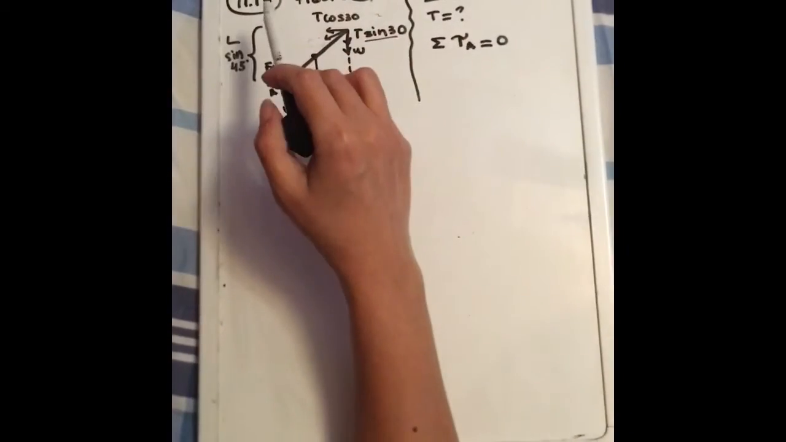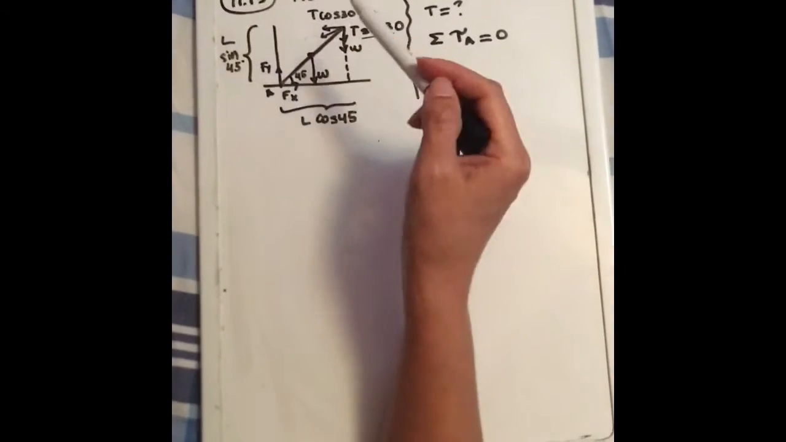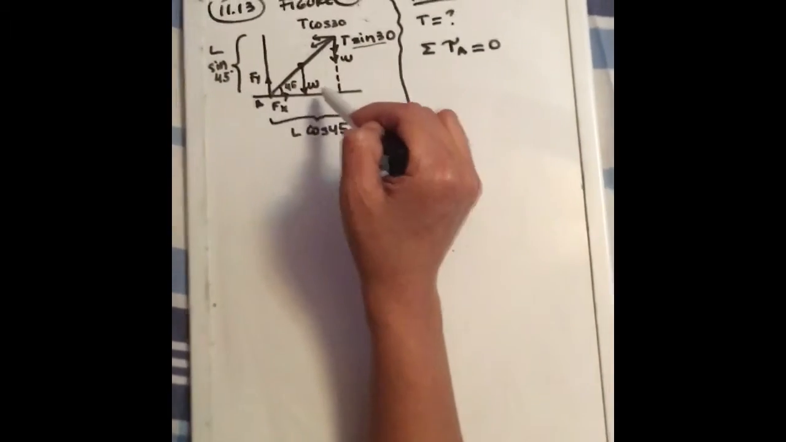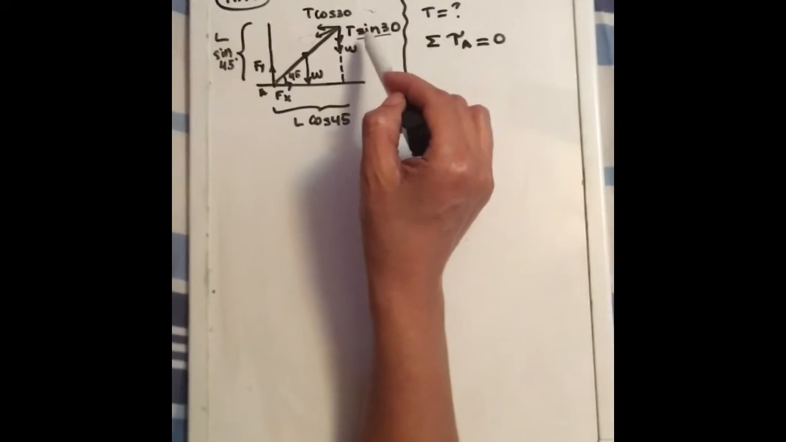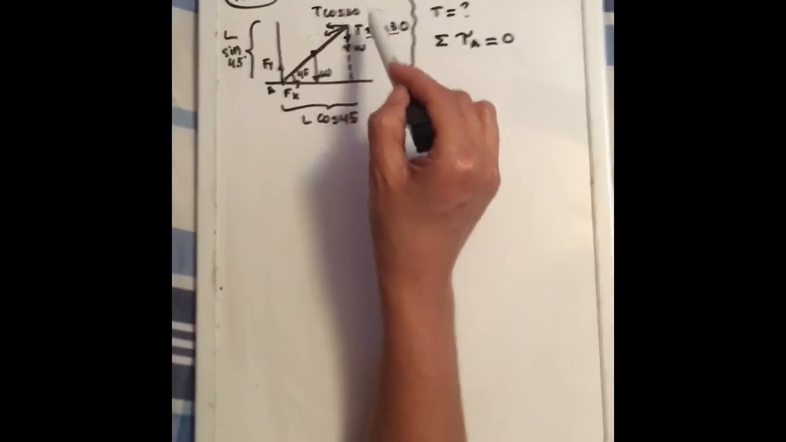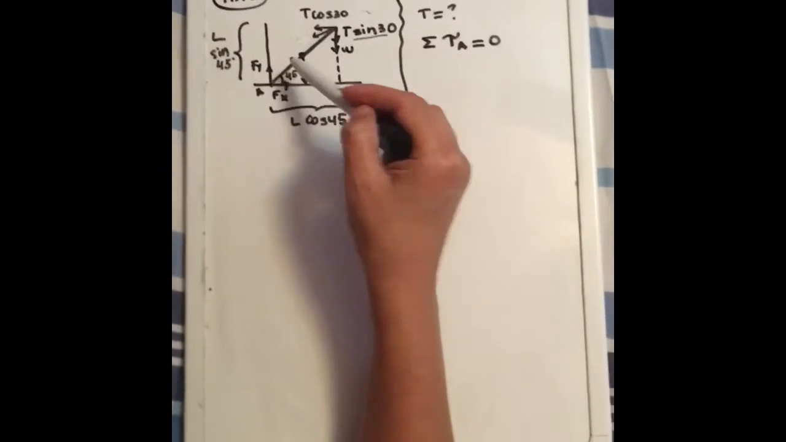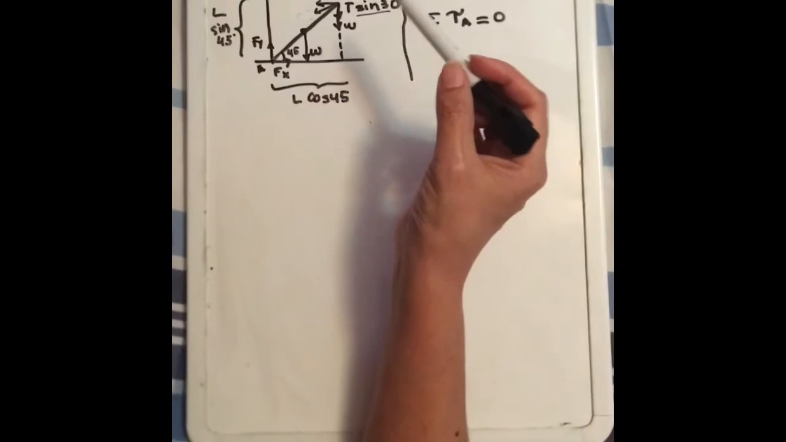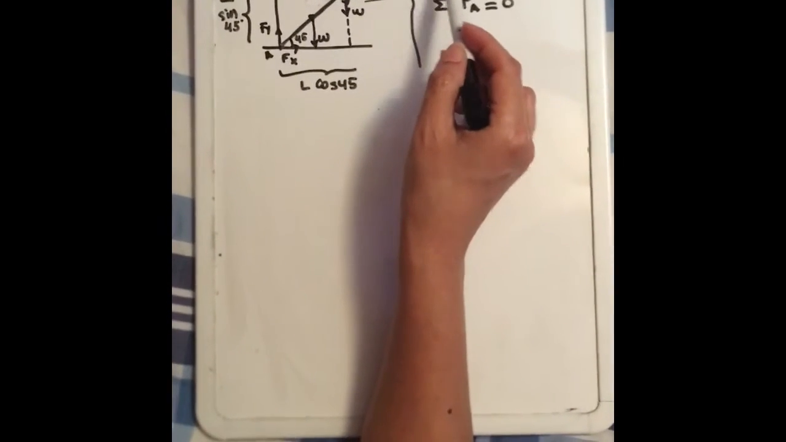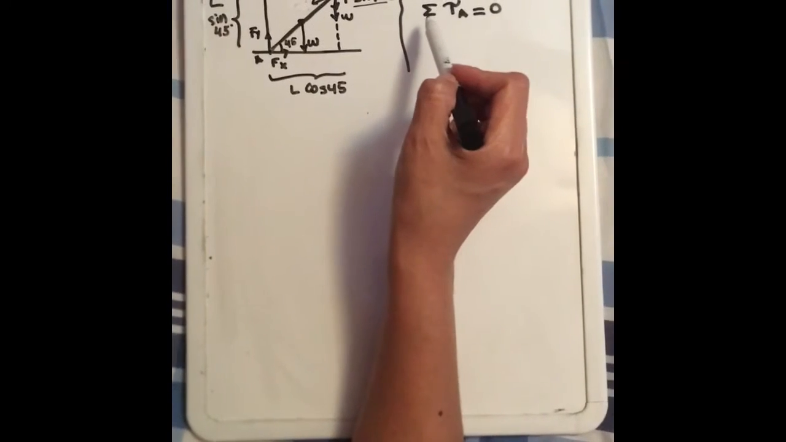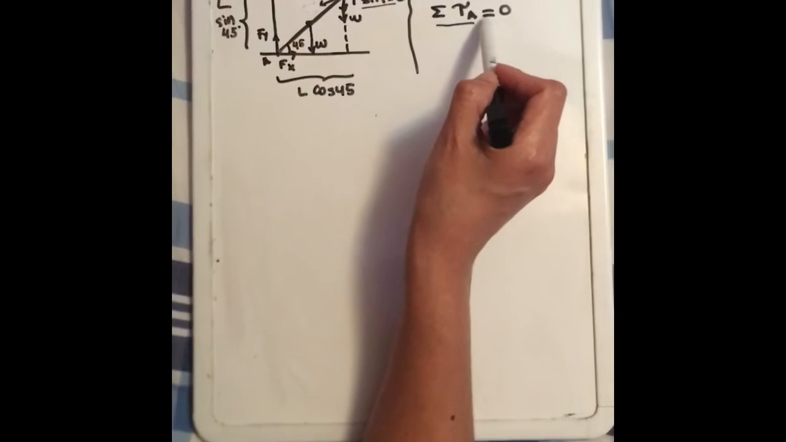Okay, this is the second part of the problem 1113, the figure B, in which I drew the free body diagram. Note that the tension has its own horizontal and vertical components. So this is 45 degrees this time, not 30. What do we need to do? It's to find the tension. And to find the tension, we have to apply the sum of torques equals 0.